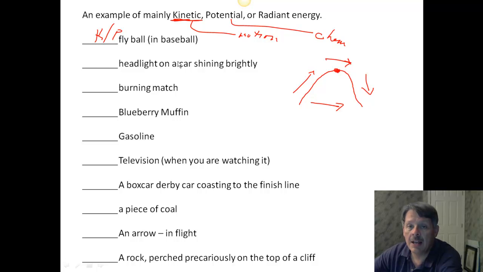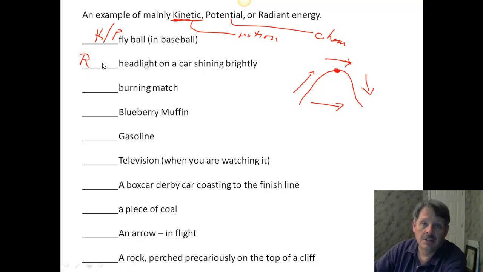All right, how about a headlight on a car shining brightly? Well, the concept here is the headlight is radiant energy. All right, I'm not telling you whether the car is moving or not. But the energy coming from the headlight, the concept there is it's radiant energy.